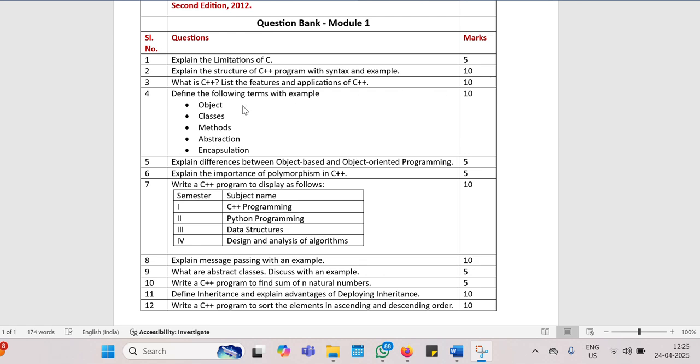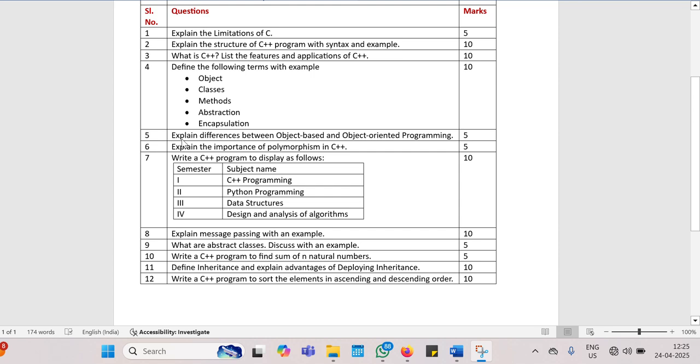Next question is define the following terms with example. So you have to explain what are objects, classes, methods, concept of abstraction and encapsulation, and give one example for each one of them, or you can give a programming example which covers all these concepts. So this is also a most repeatedly asked question for 10 marks.